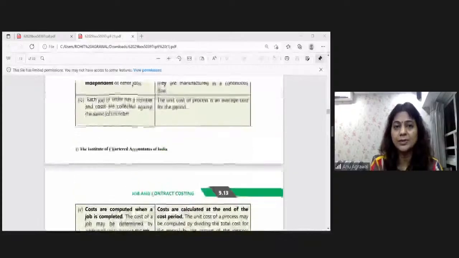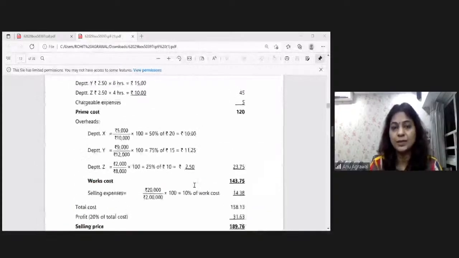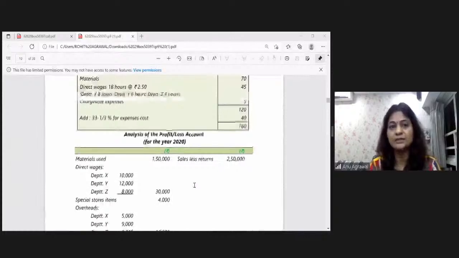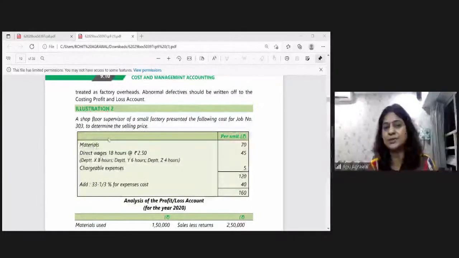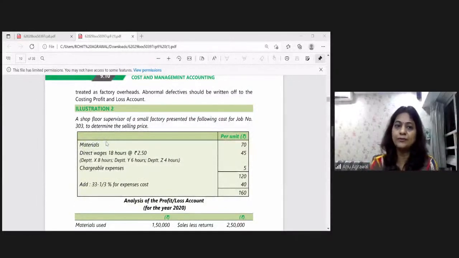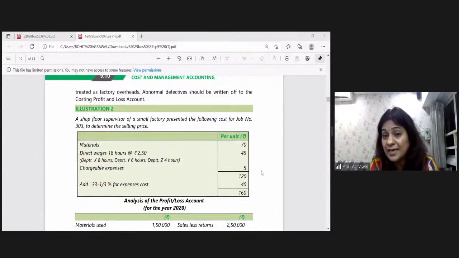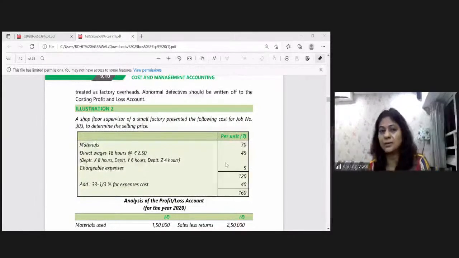Rahul, listen to me in this particular question. This is a sum which is given to me. This is a job which a person needs to do, job number 303. They have told me this is the material, this is the wages, this is the chargeable expenses. So they have given me the direct prime cost of this product.